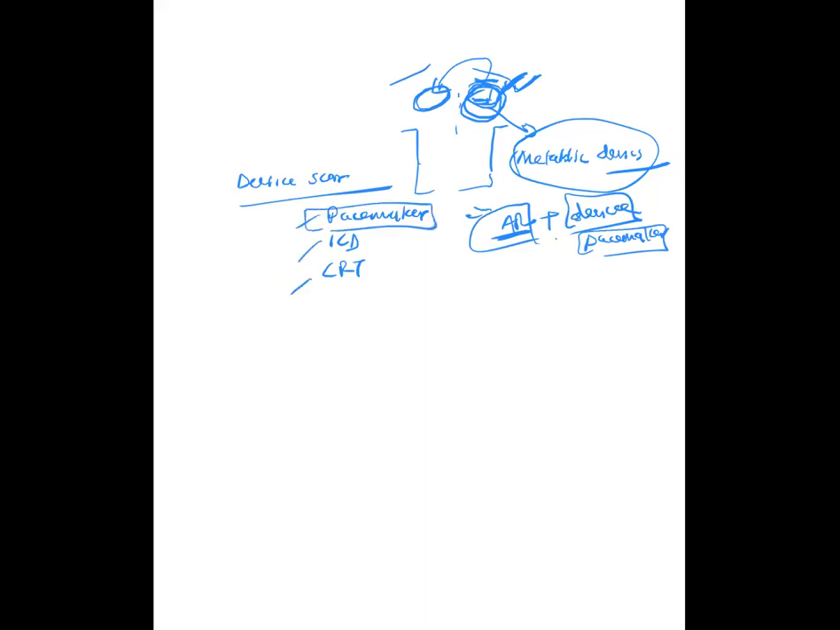I will say there is a scar in the left supramammary area, or on the left side below the sternum, and beneath the scar there is a metallic device. So what may it be? The examiner will ask. It may be a pacemaker, it may be an ICD, it may be a CRT. They will ask some questions. What is the indication of a pacemaker?